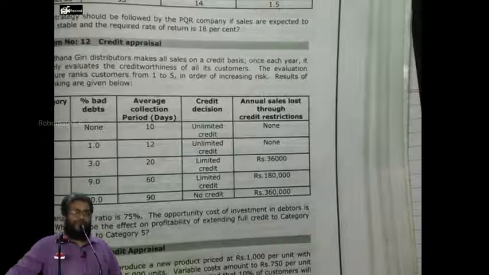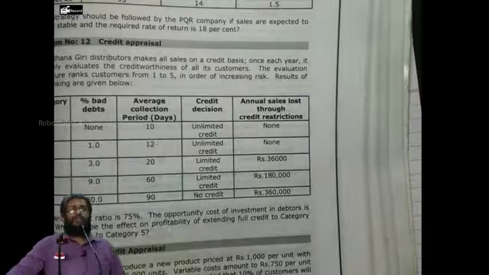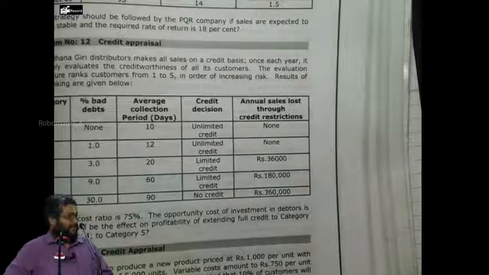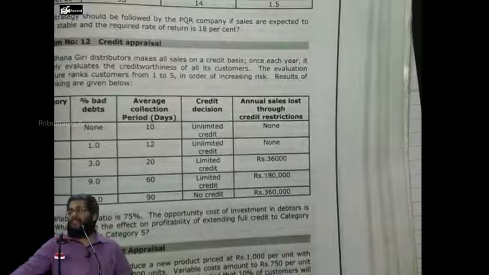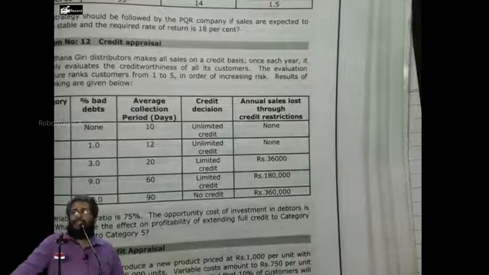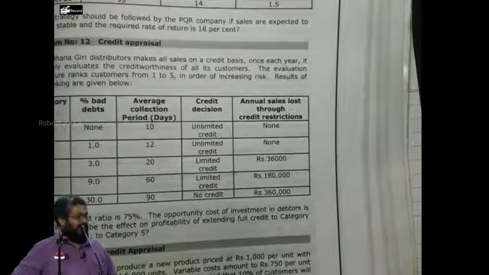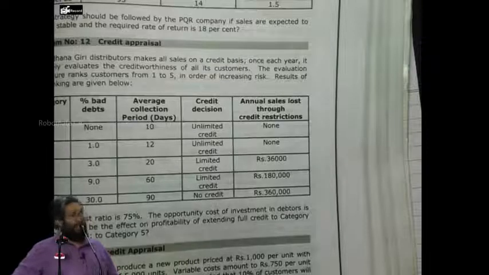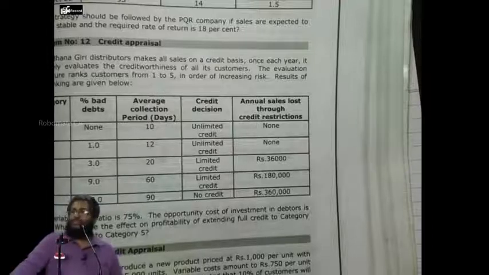Now, let's do working note number 1, increase in contribution. We'll do one by one, writing in the main statement. Working note number one, increase in contribution. A, PV ratio is equal to what? 100% minus variable cost ratio, which is equal to 100% minus 75%. 100% minus 75% equals how much? 25%.